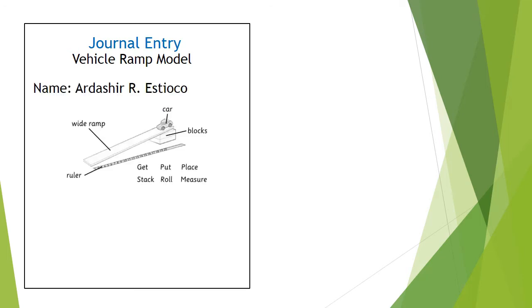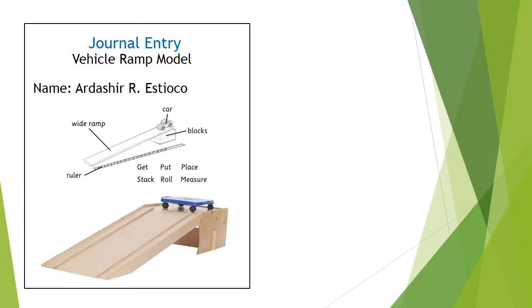So this time, let's have a glimpse of what they can possibly do during the technology and engineering phase of the STEM approach through the learner's journal entry. This is the journal entry for the vehicle ramp model. So that is the blueprint. Those are the parts, and below is the actual ramp. But I think it's a bit wide.